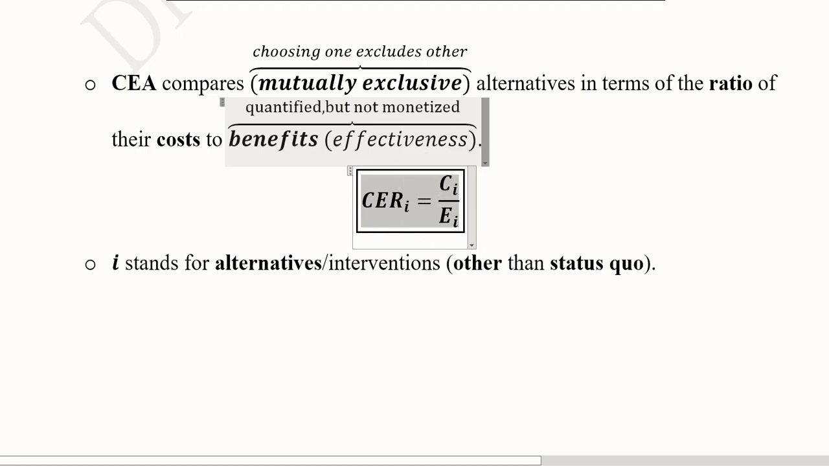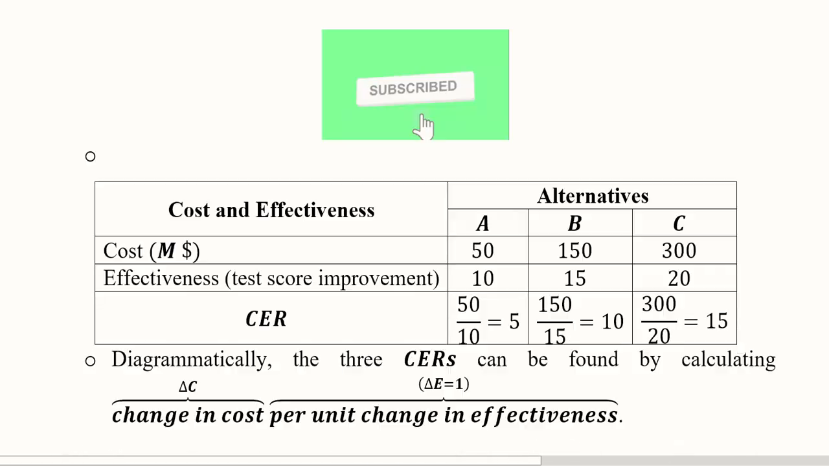I shows the alternative, and it is comparable with the status quo as well. That is a situation where no alternative is used, no intervention is done. So I stands for the alternatives or interventions, and status quo is also there where no project has been undertaken.